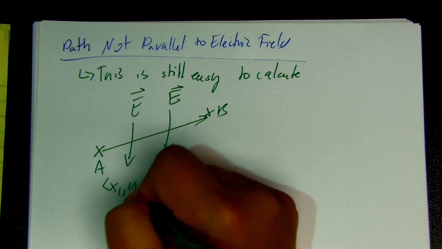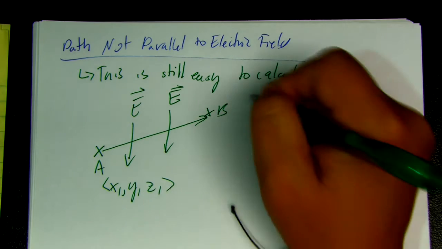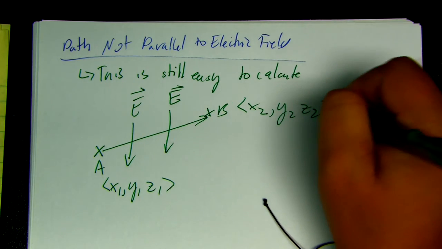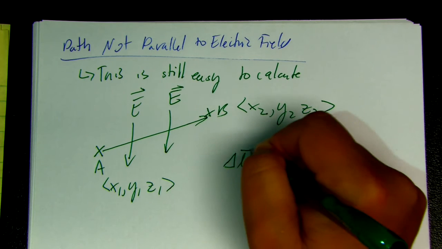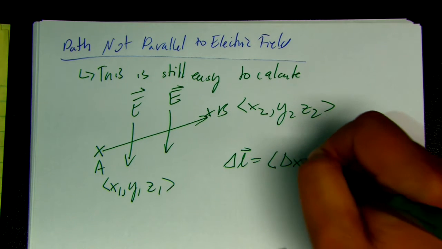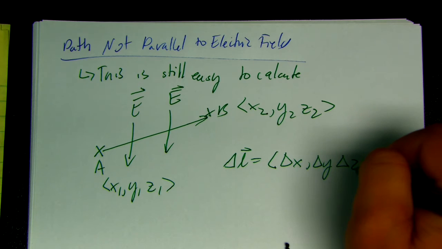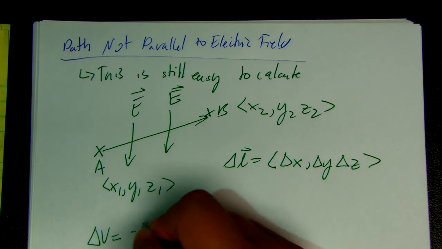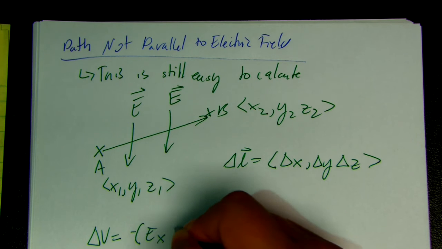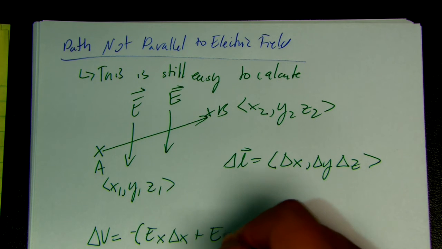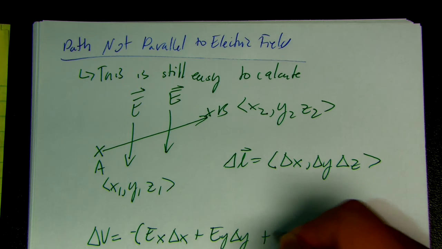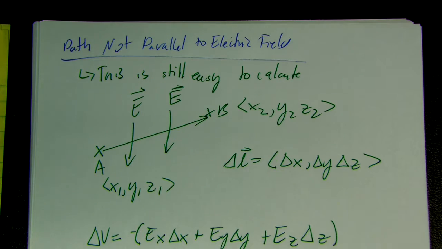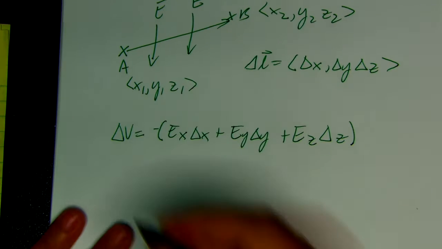So A is at x1, y1, z1, and B is at x2, y2, z2, and delta L is equal to delta x, delta y, and delta z. And so delta V is equal to minus E sub x delta x, plus E sub y delta y, plus E sub z delta z. And this is basically just a generic dot product.